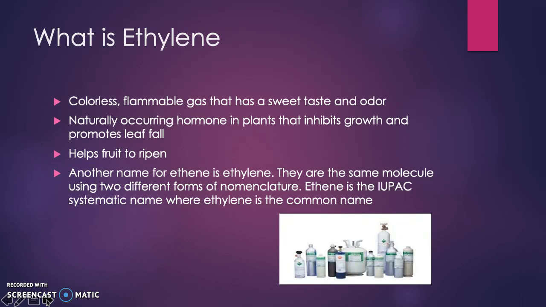What is ethylene? Ethylene is a colorless, flammable gas that has a sweet taste and odor. It is a naturally occurring hormone in plants that inhibits growth and, during the fall season, promotes leaf fall. It also helps fruit to ripen, and another name for ethene is ethylene. They are the same molecule using two different forms of nomenclature. Ethene is the IUPAC systematic name, where ethylene is the common name.